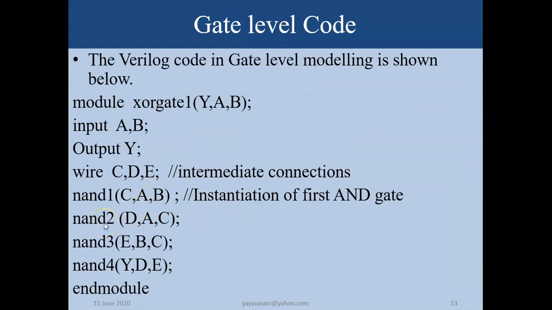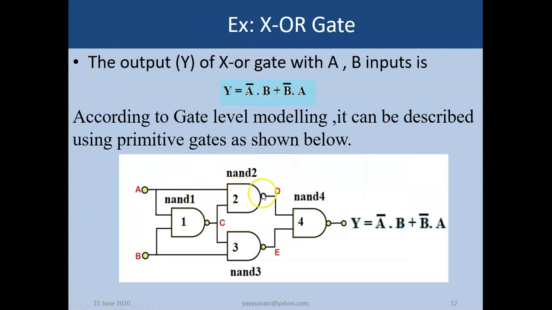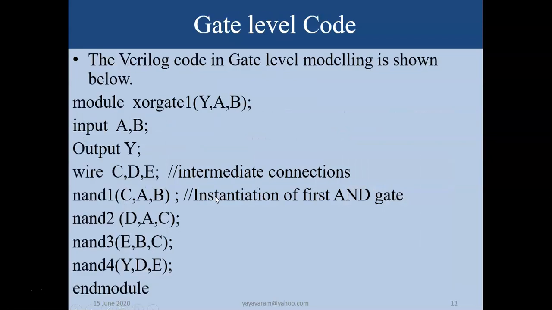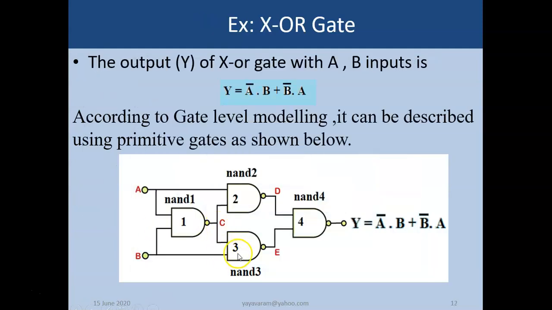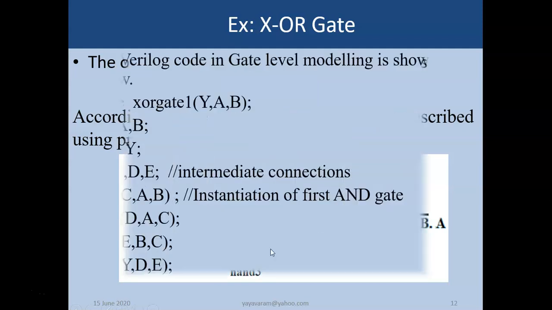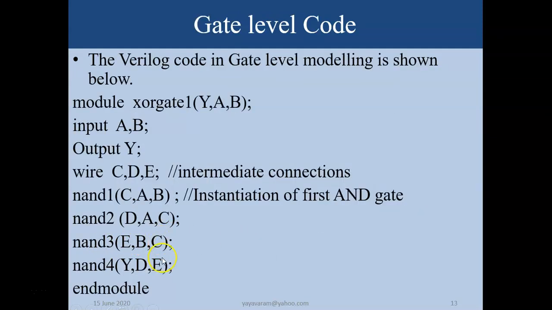Similarly, NAND 2. I explain this very clearly. One example: NAND 2, D is the output, A, C are the inputs. Similarly, NAND 3: C, B are inputs, E is the output. You see here, E is the output, B, C. What is the last one? NAND 4, so Y, D, E.